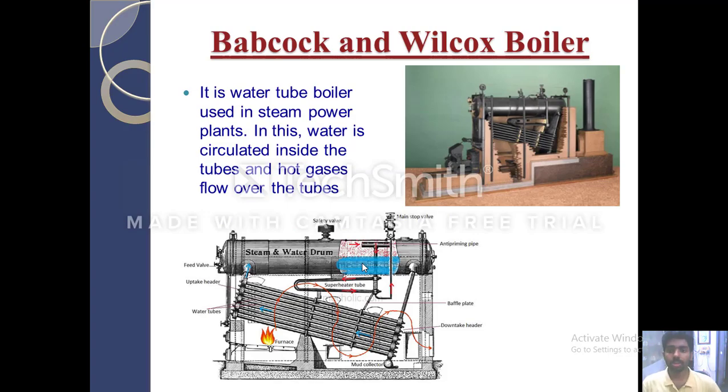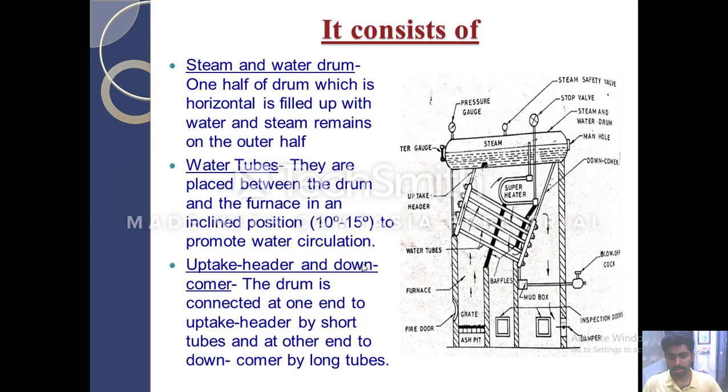So the next boiler is the Babcock and Wilcox boiler. It is a water tube boiler used in steam power plants. In this, the water is circulated inside the tubes and hot gases flow over the tubes. It consists of various components. So let's look into detail.